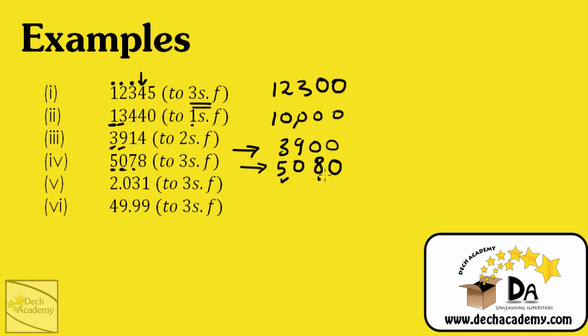5 significant, 8 significant. This 0 is significant because it is in between two non-zero digits. This 0 is not significant.